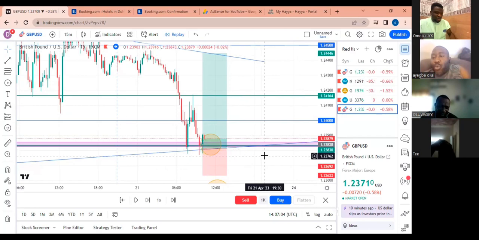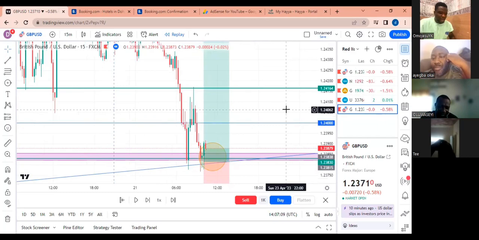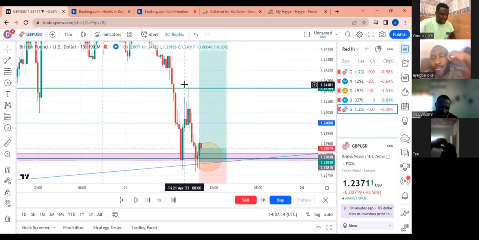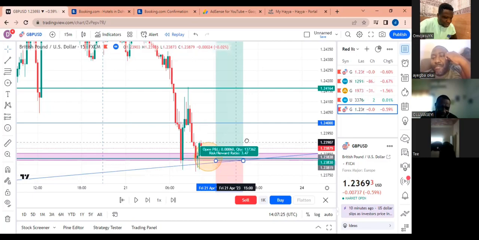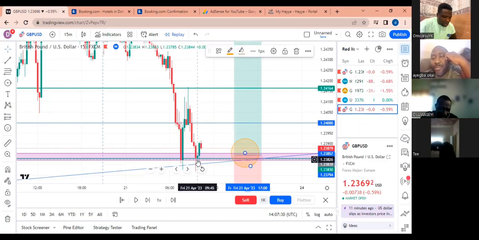Okay, for my entry, I have five entries. This is the first leg. I'm not going to do anything here. Immediately I see this reaction here, I'm not going to do anything. I'll wait for the next candle. I've seen the reaction. Then I'll wait for this candle to open.